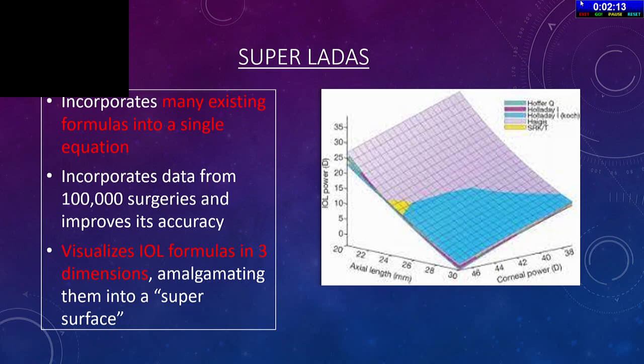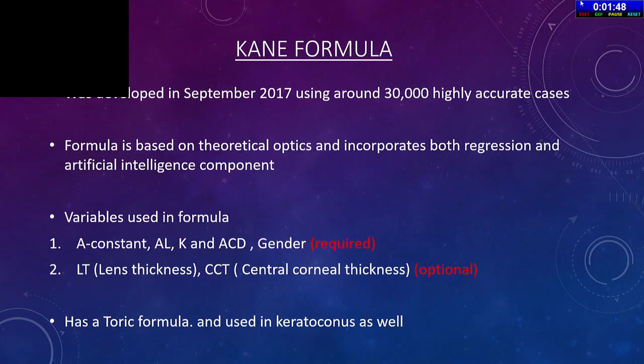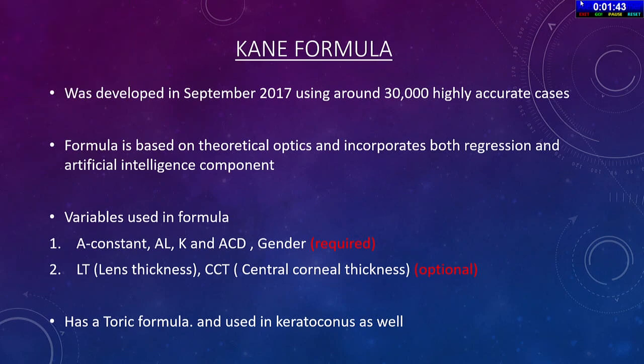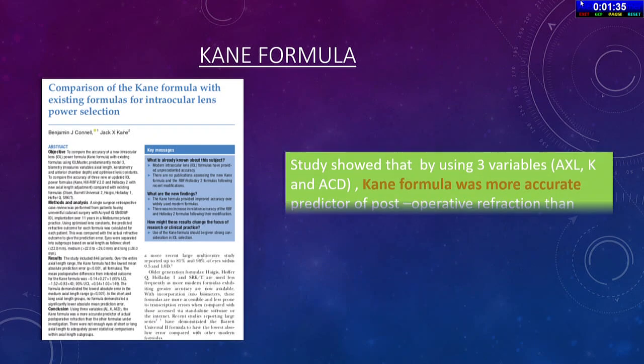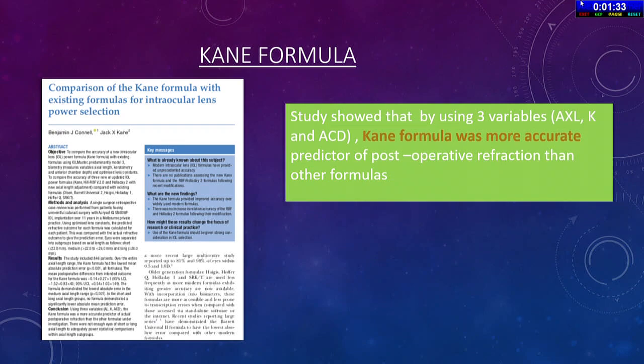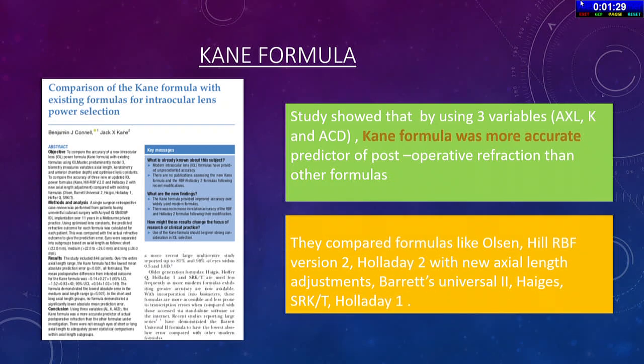A number of studies have come up with Kane's formula. Internationally, this study has shown that Kane's formula is more accurate than the other newer generation and the 3rd and 4th generation formulas by using just 3 variables, that's the axial length, K value, and the ACD. But when we saw the Kane formula in Indian eyes, the result was not as good as the Barrett's and SRK/T formula.